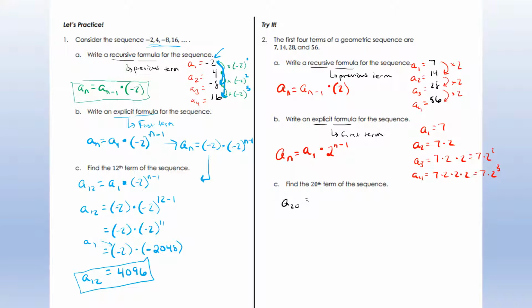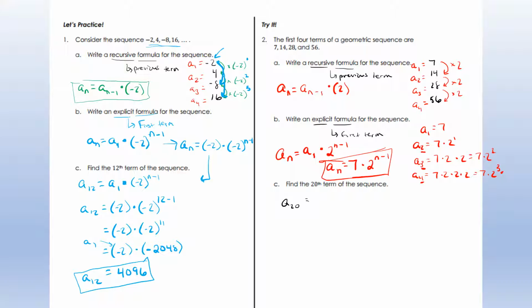If I was looking for the fourth term, I multiplied 2 three times. If I was looking for the third term, it was 2 twice. The second term was 2 to the first power. So the explicit formula for this particular one is, for any number in the sequence, I take my first term, 7, times 2 to the n minus 1 power. Right? So that is my explicit formula for this sequence.